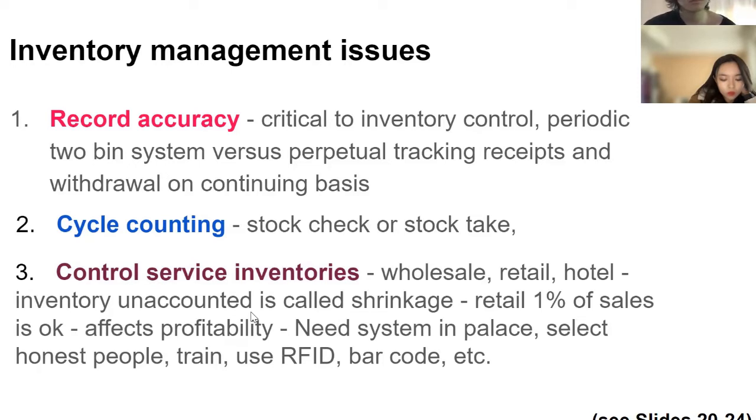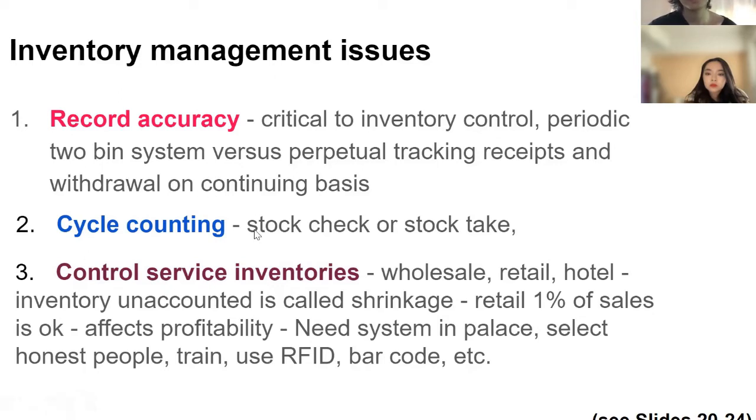Hotel, for example, imagine the cleaner in the hotel. They will change the tissue, the toilet paper, the soaps. Can they take one soap and bring it home? I don't know. But in Japan they don't do it. In some other countries, discipline is an issue, so you need to select people.